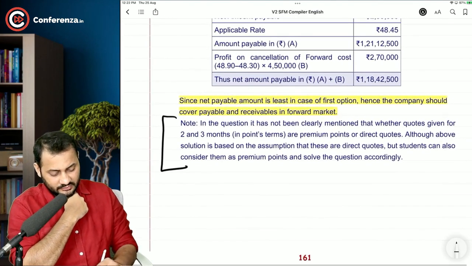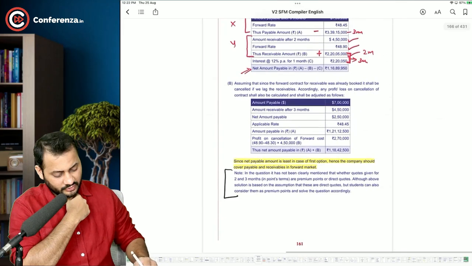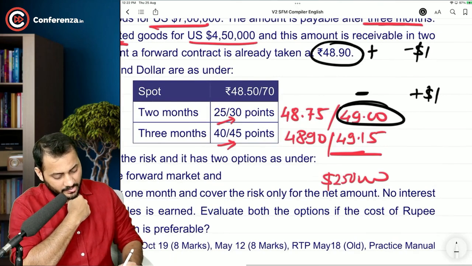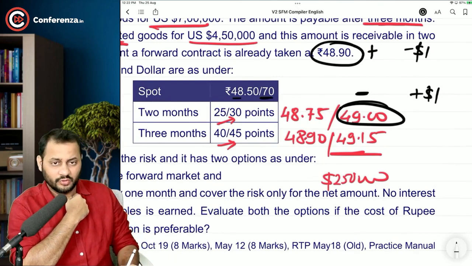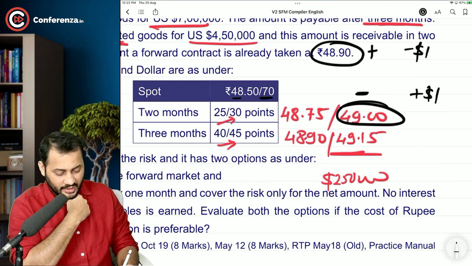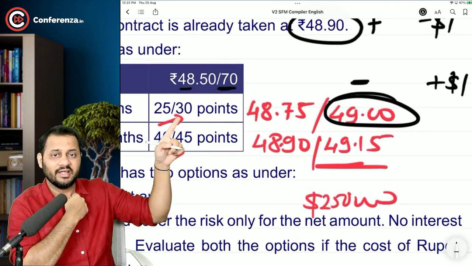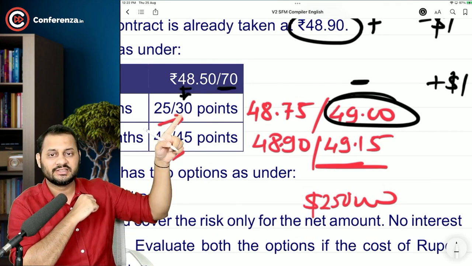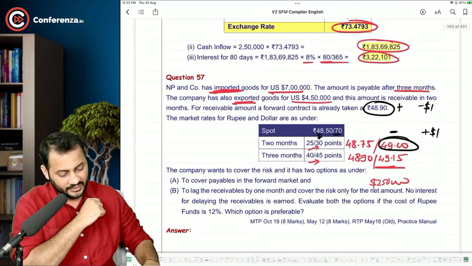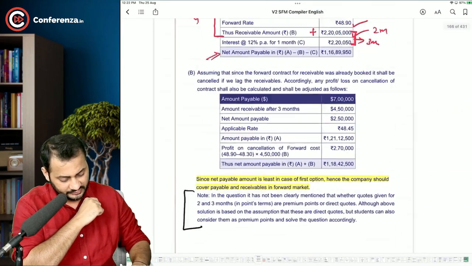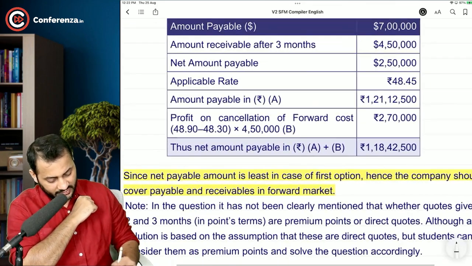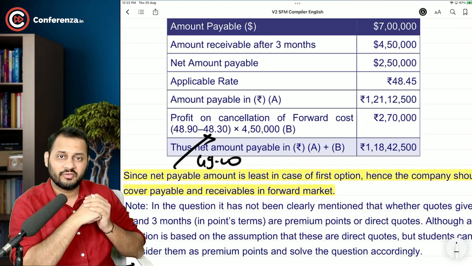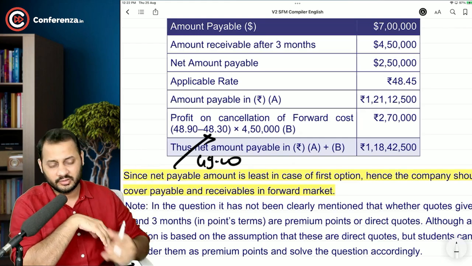So what they did is, they have changed the forward contract, since this question is a little old. 48.70 was the ask rate of spot, and instead of adding 30 points, they replaced these points. So they made it 48.30 instead of 49, and that's why the entire answer got changed. So instead of writing 49 at this place, they are writing 48.30, and instead of having a loss on it, we are calculating the profit.